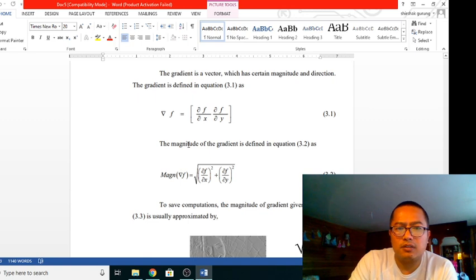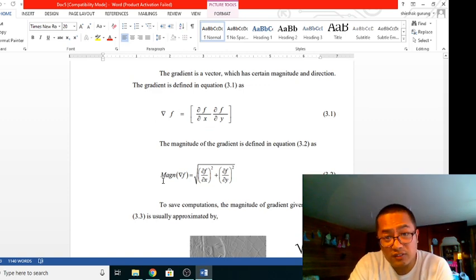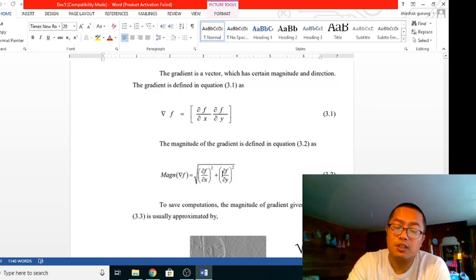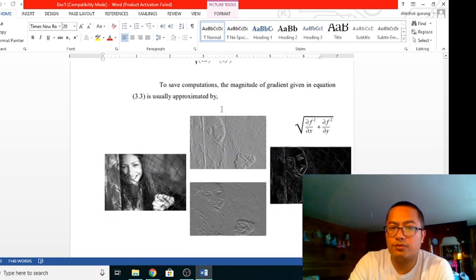So how do you find it? For the gradient of that image, we find d by dx and we find d by dy. Then how do you find the magnitude, the strength, what is the value? You square d by dx, you square d by dy, and then you find the square root. That's the way. If you remember that image we had, find dx of the image, find dy of the image, then find the magnitude by combining the two, and when you combine them, this output came.